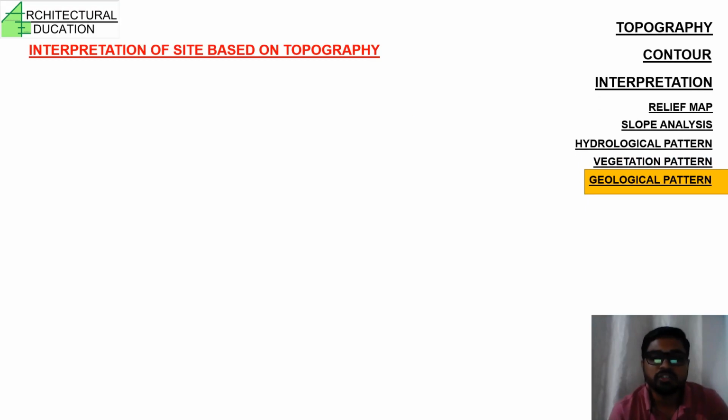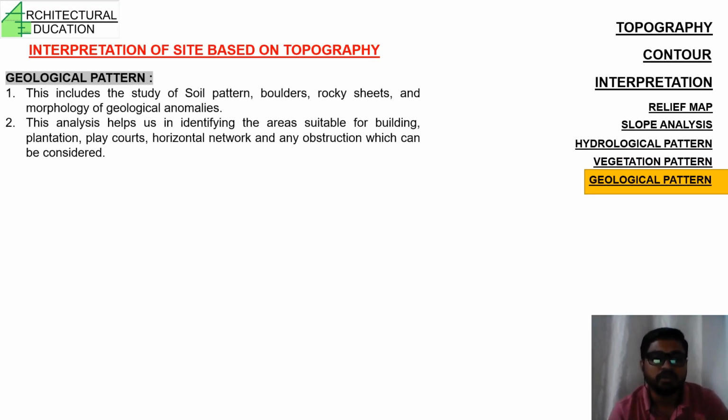Next one is the geological pattern. In the geological pattern we can find soil patterns, boulders, rocky sheets, or any kind of morphology for geological anomalies. So over here, we might find certain areas where the soil is very fine or very coarse, or there might be boulders or rocky sheets. When all these things are documented in one drawing, we can overlap this with other drawings which we are going to do as composite analysis in the last sheet.